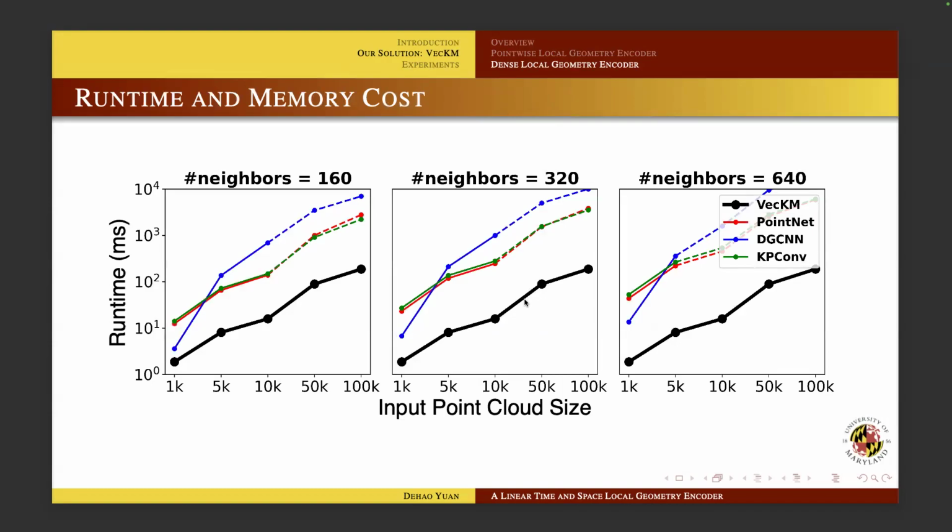And now it comes to some quantitative evaluation. As you can imagine, this already saves a lot of computational power. Our method can scale to like 100,000 points, even if there are many neighborhoods, like 640. For the traditional method, where they explicitly group the neighborhoods and compute the local geometry encoding, they already experience an out-of-memory error when there are only like 5,000 points. But our method can scale to a much larger point cloud.